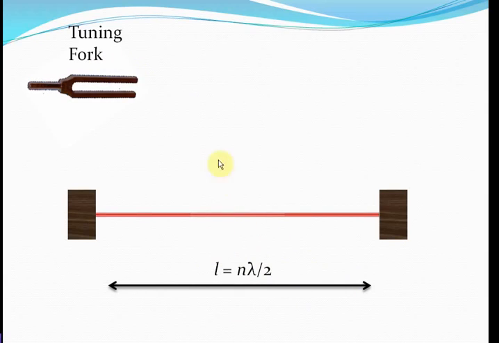So L is n lambda by 2 and the tuning fork is generating waves of a certain frequency here. When we do that, waves like this will be created, which will travel from left to right, like this. This wave will be reflected by the fixed end here. It will get inverted and it will come back. It will get inverted here and come back right here to its initial position.